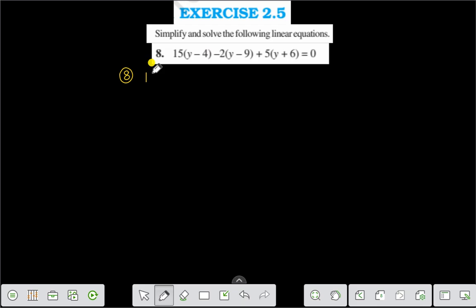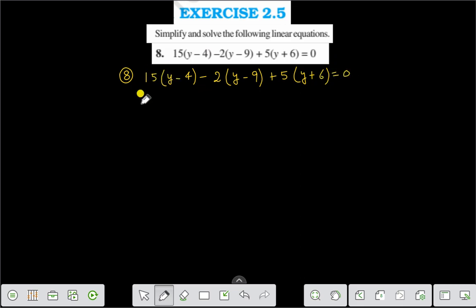15 into (y minus 4) minus 2 into (y minus 9) plus 5 into (y plus 6) is equal to 0.